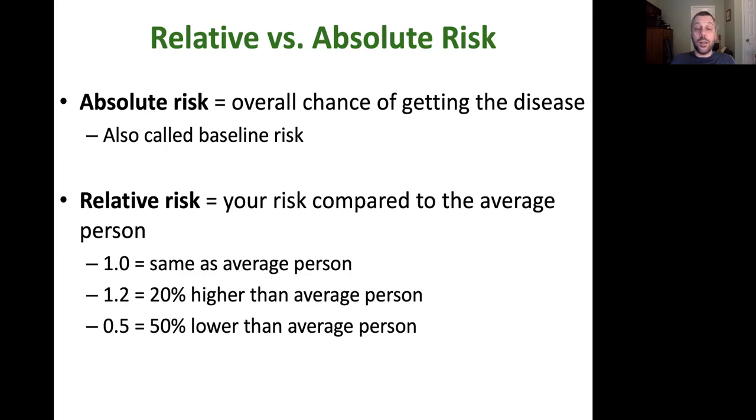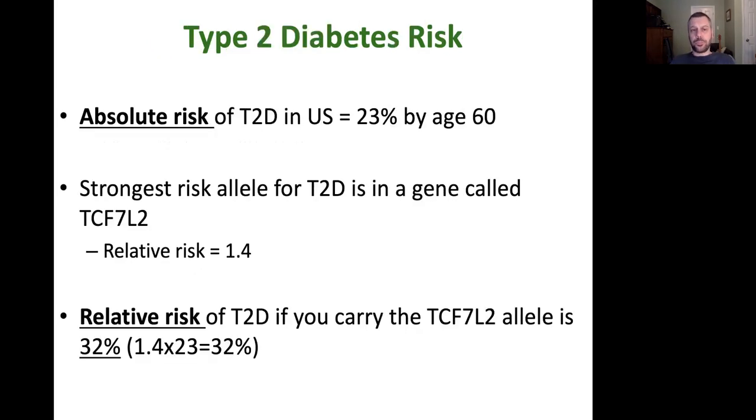If your relative risk is 1, you have a risk that is the same compared with the average person. If the number is above 1, so 1.2, for example, you have a 20% higher risk than the average person. And you can also have protective alleles that lower your risk for a given disease. As we're using type 2 diabetes as our case study here, the absolute risk, the baseline risk in the US at the moment of getting this disease is 23% by the age of 60. That's just the numbers in the population.